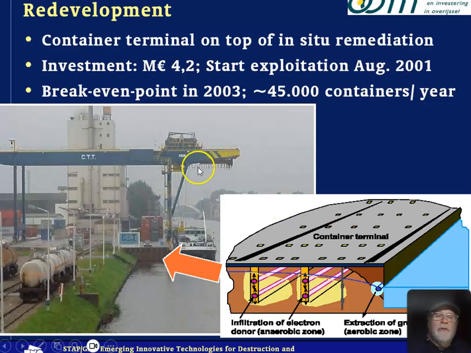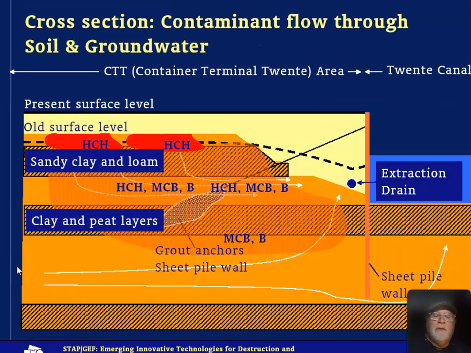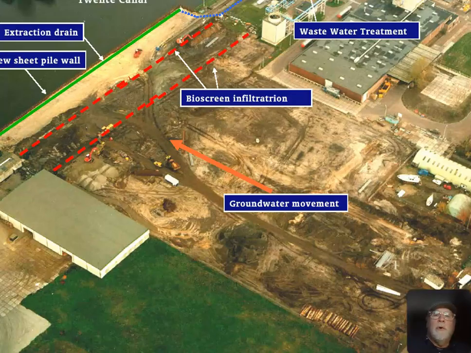So you can see this is what it looks like. There's a container terminal built on top of it there. This is a cross section of it. So you can see the layers in there. The HCH is kind of up on top there, and then it leaches down through there. They put the extraction drain at the end here, and then I'll show a couple more overhead ones here.